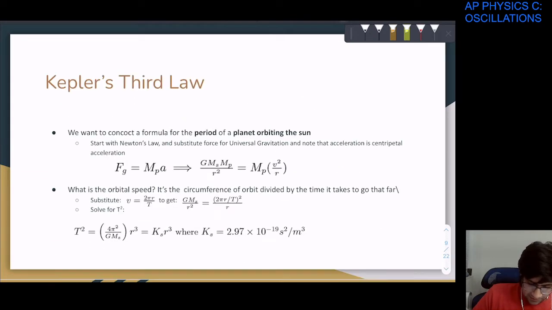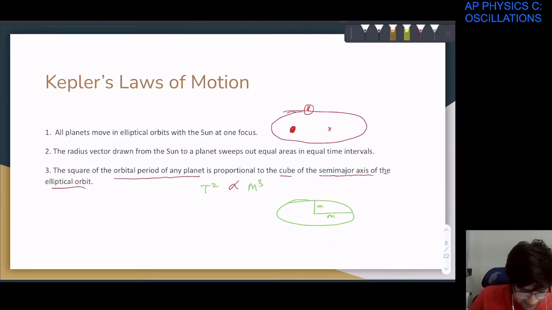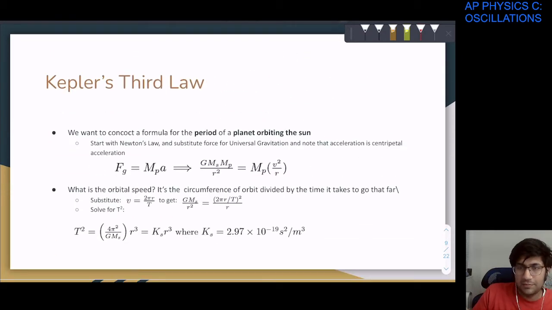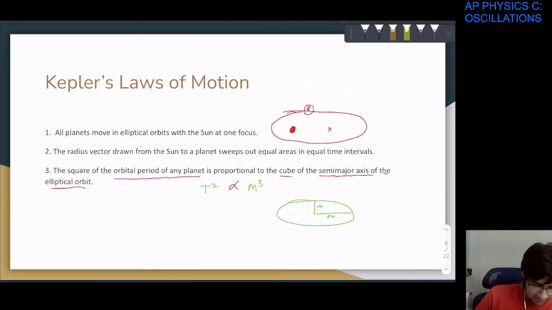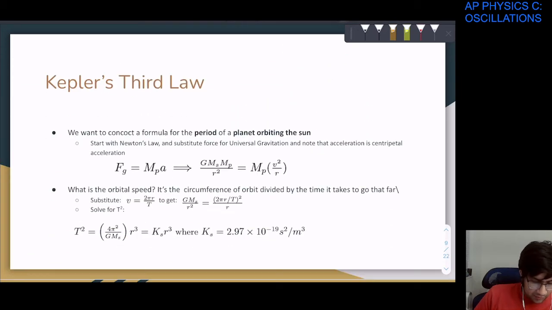Cool. All right, Kepler's third law. So now we're going to look into the third law a little bit more. What we want to do is derive a more precise equation that comes up with this relationship. So we want to concoct a formula for the period of a planet orbiting the sun.